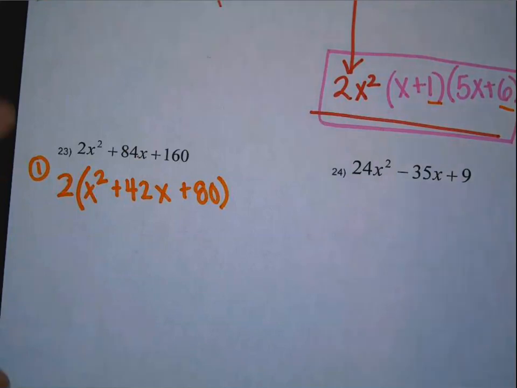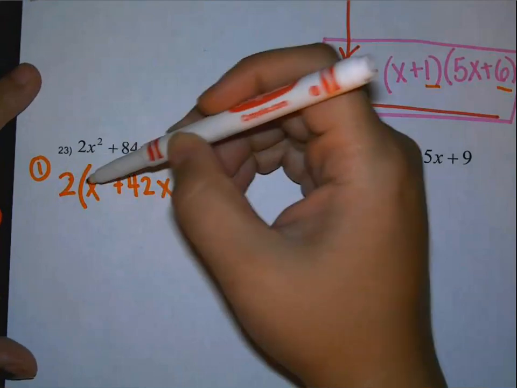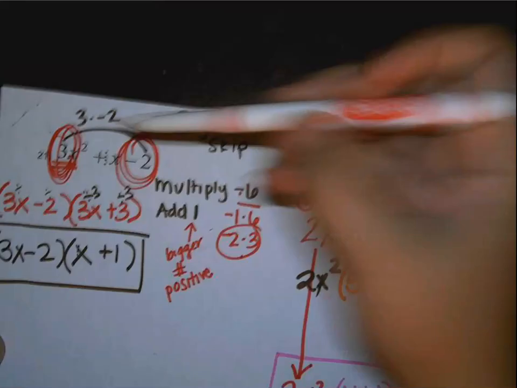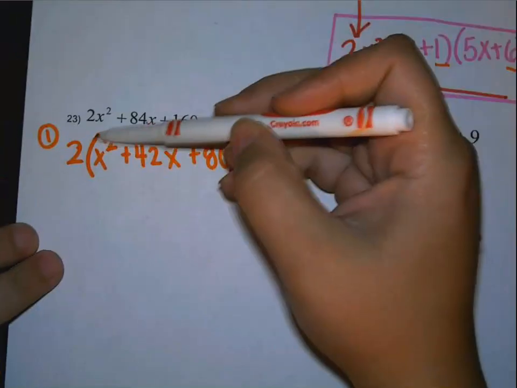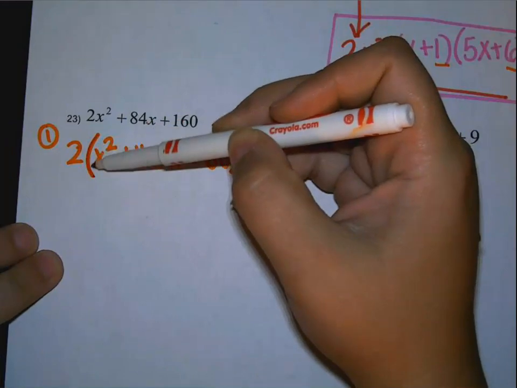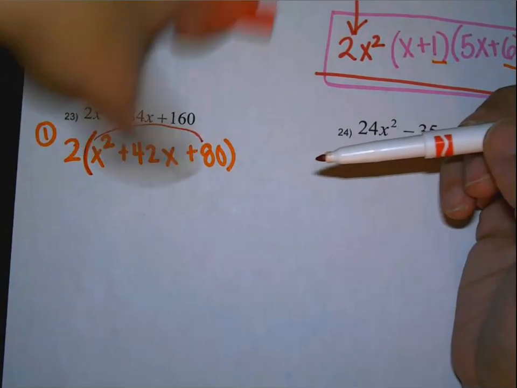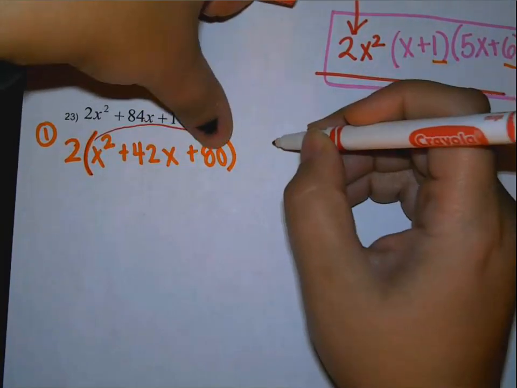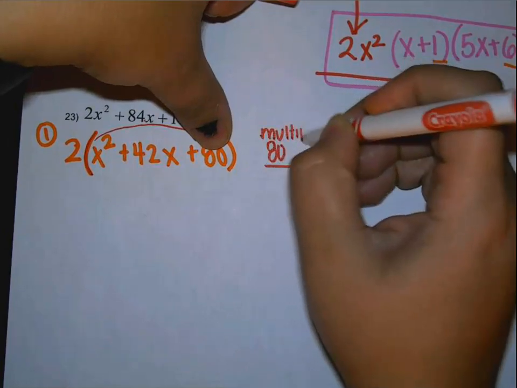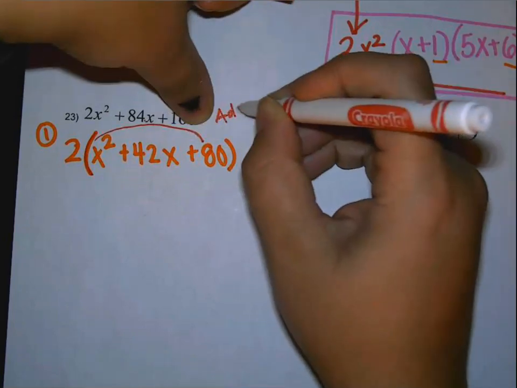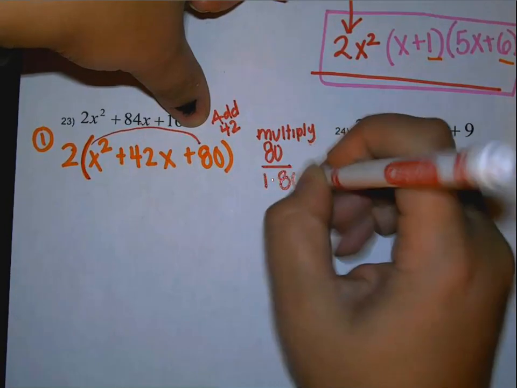Step 2. So if we look here, after we do this step here, now there's not a number here. See how all of these had a number in the front, a number in the front? Well, after I do the GCF, there is no number here. So when I multiply A and C, I just get 80. So 1 times 80 is 80. So I have to find what multiplies to 80, and it has to add to 42. So go ahead and pause the video and think about it.